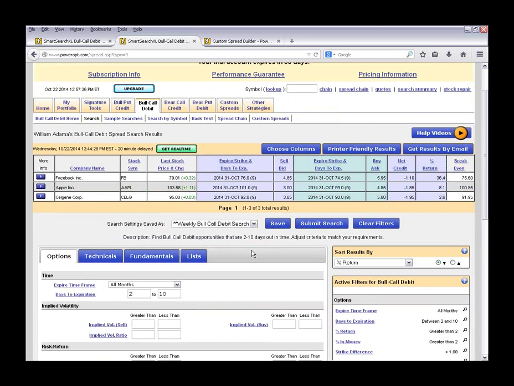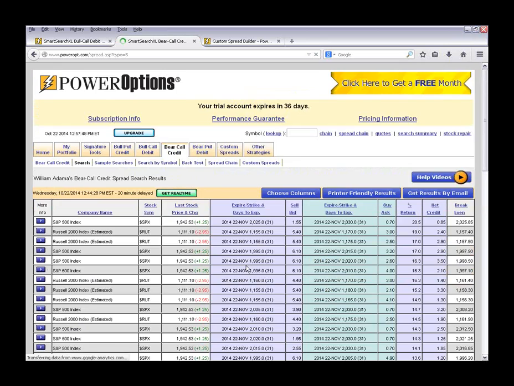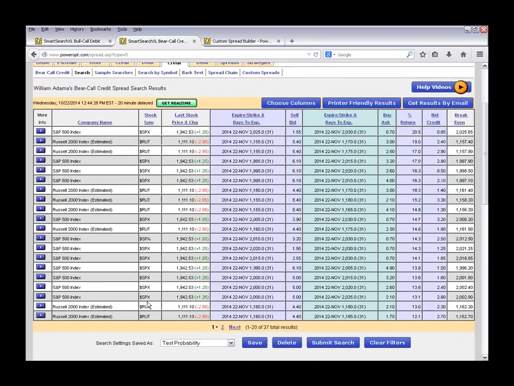Okay, so here again with our default screen, we have a few results that match our criteria. But for the bear, there we go. Let's go back into bear call. I don't know why that switched over. Let's make sure we're in bear call. Fantastic. A lot of lists here.